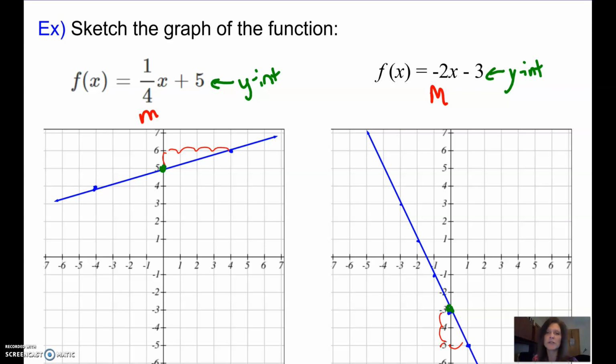Graphing linear functions does not require that we have to set up a table. When we have a linear function that's given in slope-intercept form, we can use the intercept and the slope to quickly get the sketch. Here are a couple examples.